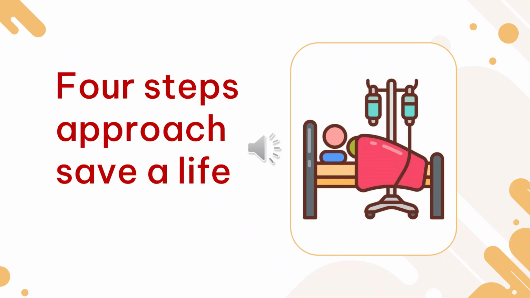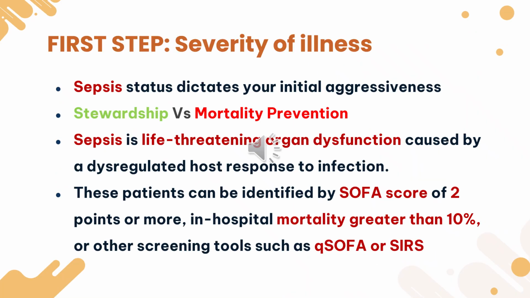For empiric antibiotic selection, a four-step approach can save a life. First step, assess severity of illness. Is the patient in sepsis or not? In sepsis, early appropriate therapy saves lives. In a non-septic patient, mortality is low. So sepsis determines your initial aggressiveness.